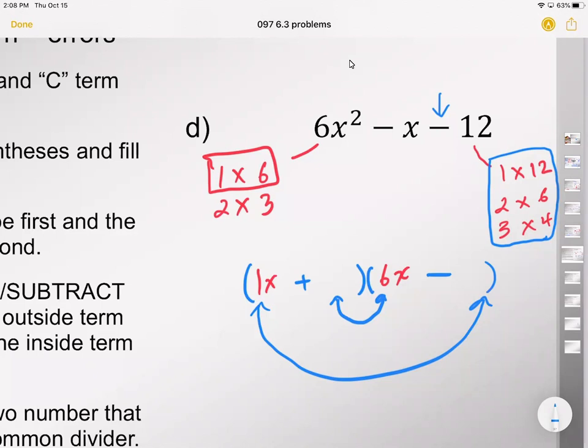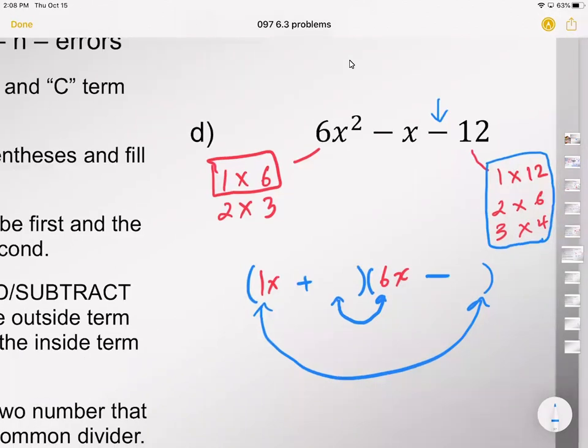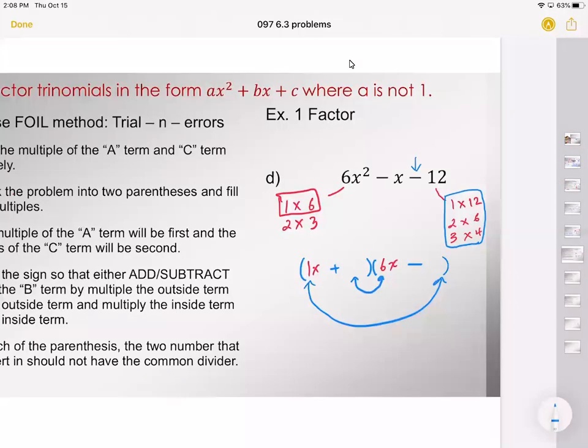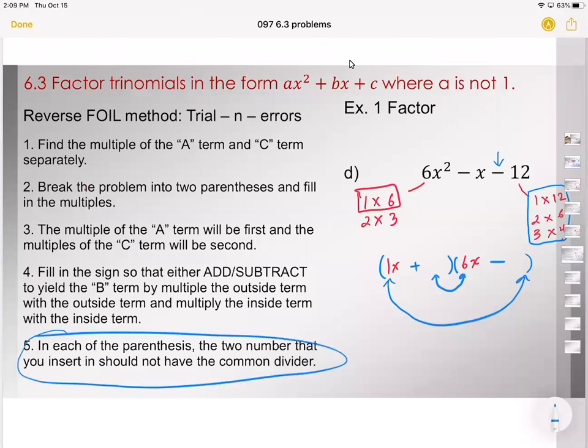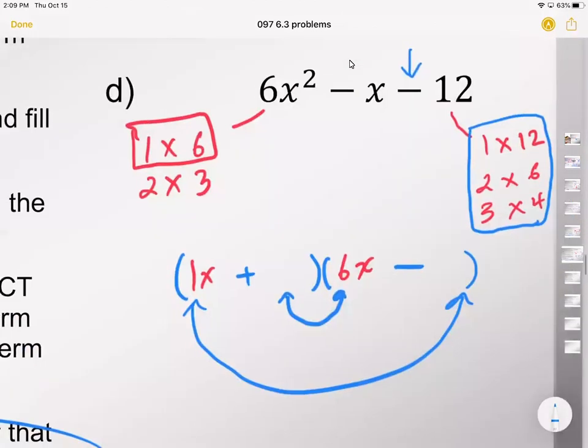Reminder, step 5 tells us that whatever you do, you cannot put the same common divider together in one parenthesis. And that is the key, ladies and gentlemen. If you look at this here, that eliminates a lot. Why do I say it eliminates a lot? If you were to try this item, we know we cannot put a 12 here.